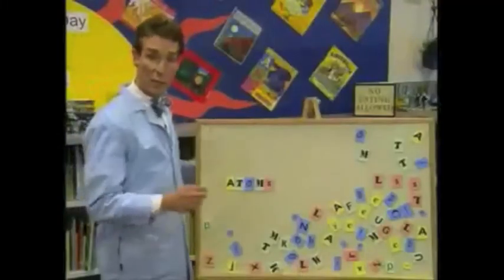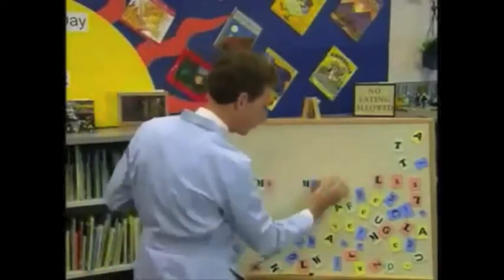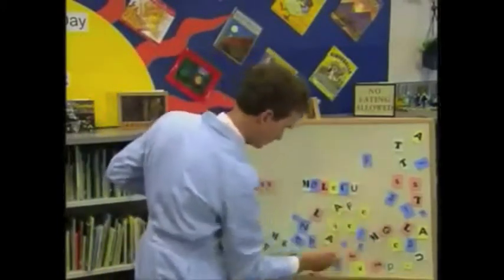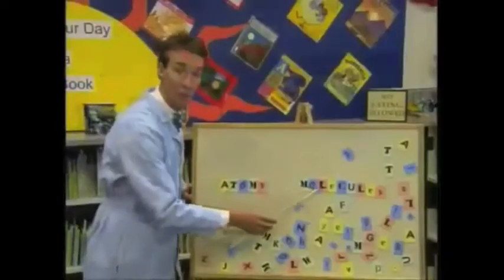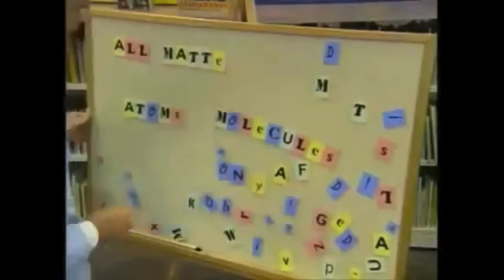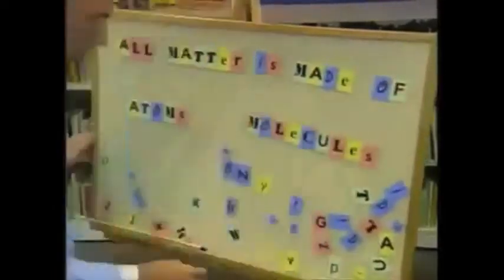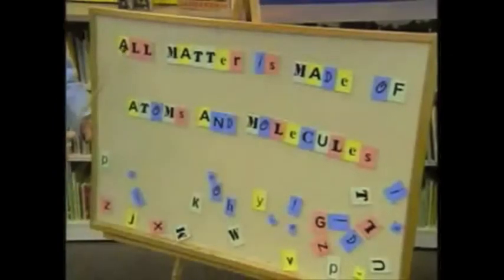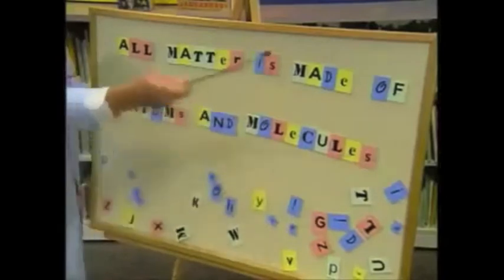So look what happens when we combine these letters. We get words. Atoms are like letters, and molecules are like words in our universal alphabet. All matter is made of atoms and molecules.